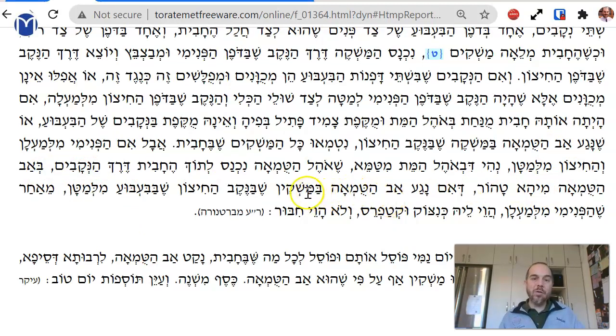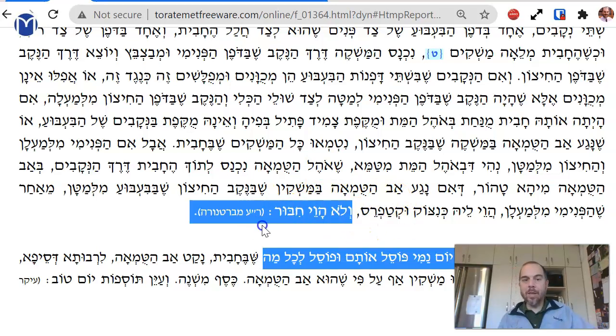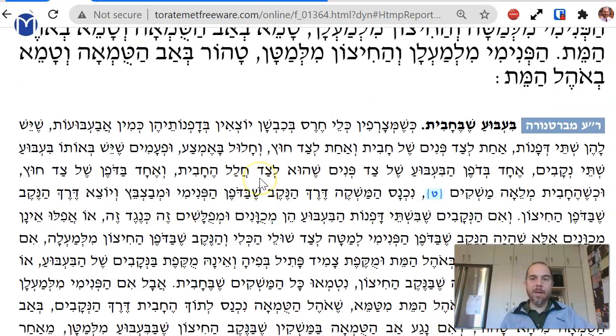Im naga avatuma bamashkin shebenekev achitzon shebabiabua milematan, if the avatuma touches the hole on the outside, since the pnimi is above, the inner one is above, it's like a nitzok, like a flow. Kitapres, an angle, a downward flow, v'lo avichibor, and it's not a chibor, and therefore it's not tamei. All right, we'll stop here.